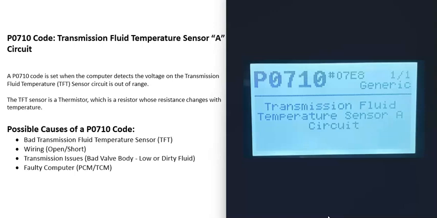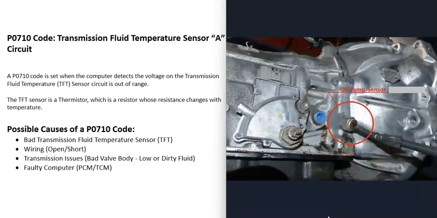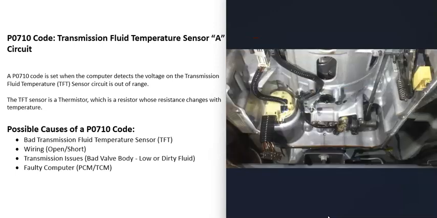And so what would be some possible causes of a P0710 code? Well, the first thing that could cause this is that the transmission fluid temperature sensor has just gone bad and needs to be replaced. This sensor can be located on the outside of the transmission. It can also be located inside of the transmission. It's really going to vary. It's going to depend on the year, the make, the manufacturer, and so on.